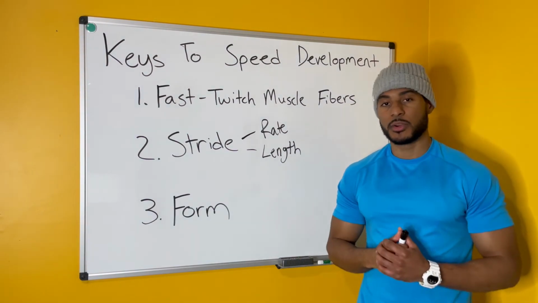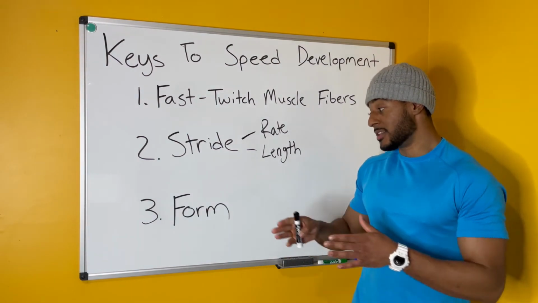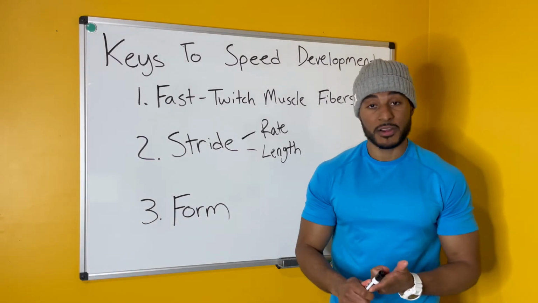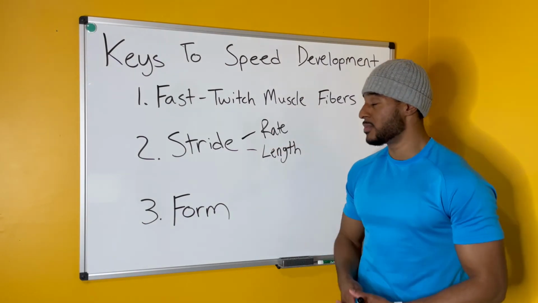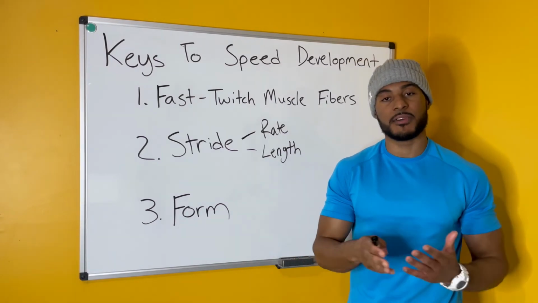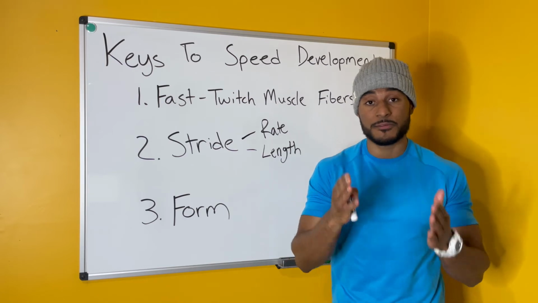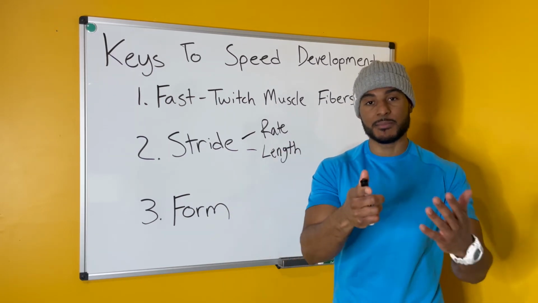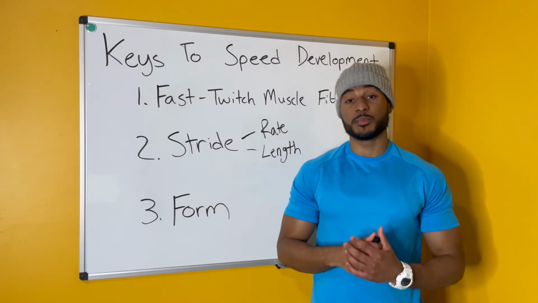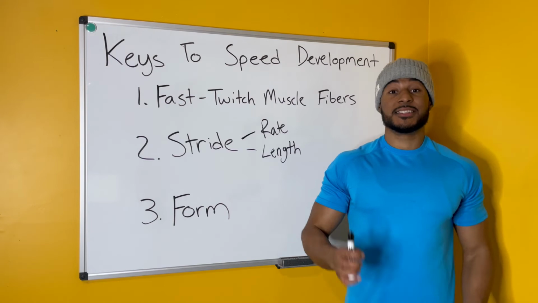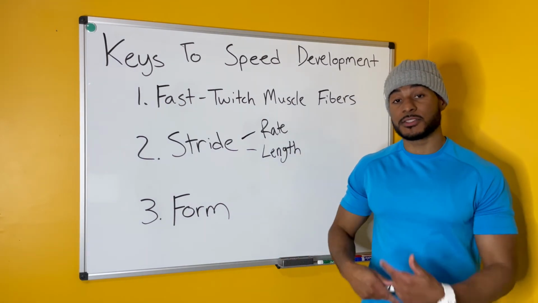Now, the last key we're going to cover is form. This is also super important because you can be the most powerful, strongest, have all the fast twitch muscle fibers, but if your form is all jacked up, then you're not going to be able to sprint as fast as you should be. And if you're already fast but have some bad form, fixing your form can instantly make you faster. Your form when sprinting is everything from the head to the trunk to the arms to the way the legs are turning over.